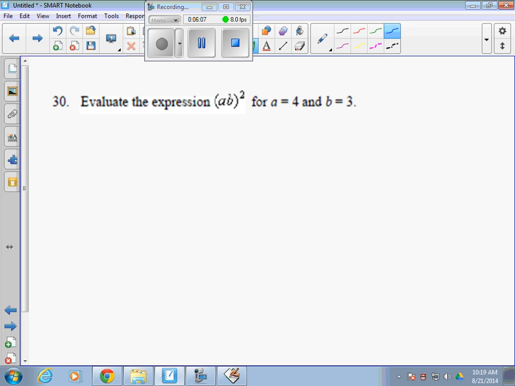Then the last one says evaluate AB squared when A is 4 and B is 3. So A is 4, it's right next to B, which is 3, and then both of them are squared. You know your order of operations says to do 4 times 3 first because it's in parentheses. You get 12, and then 12 squared does not mean 12 times 2. It means 12 times itself, or 12 times 12. You need to write it out, and you get 144 for that one.